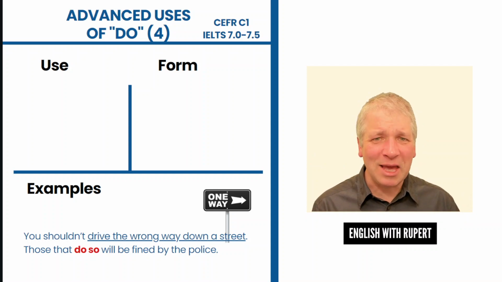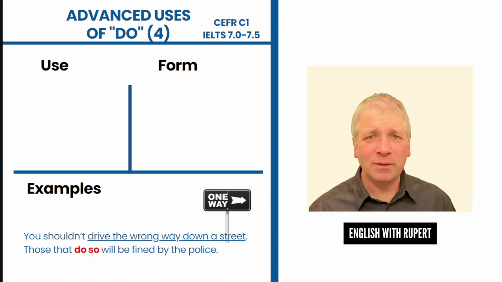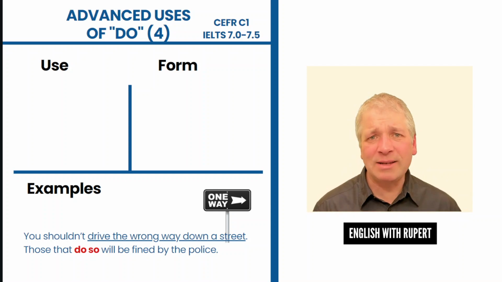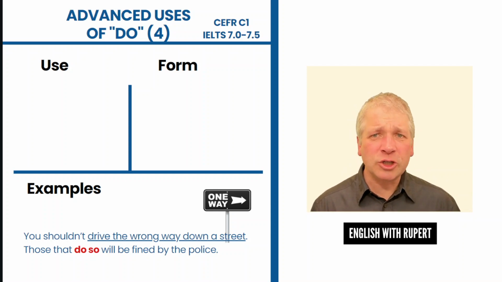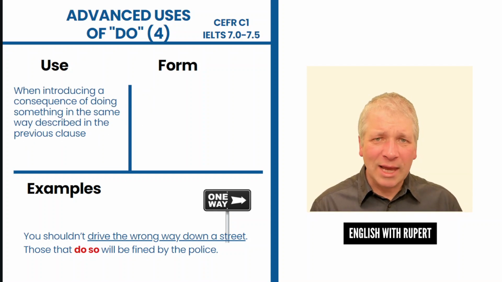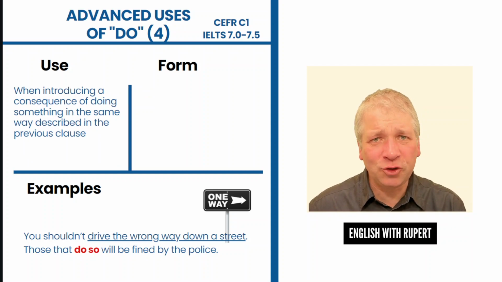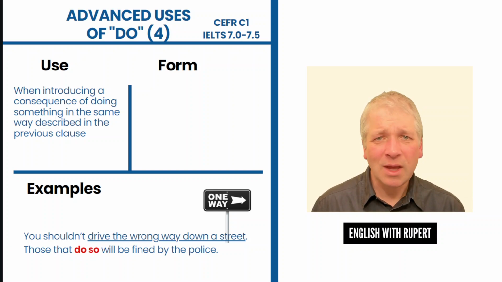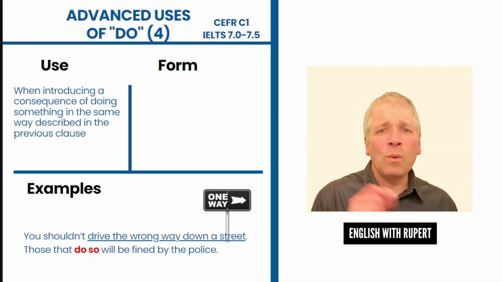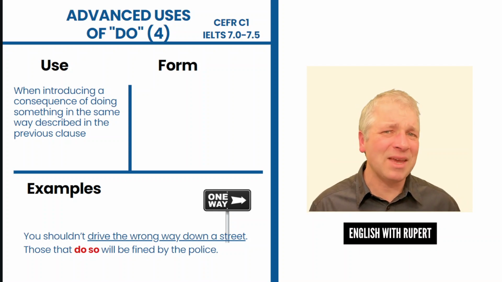Notice this phrase here, do so. There's a similarity with what we looked at in part 3 of this lesson, but a slight difference here. We can use do so for the following reason, when introducing a consequence of doing something in the same way described in the previous clause. And that's the important thing here. We're introducing the consequence. We're not simply repeating something. We are introducing what's coming next.